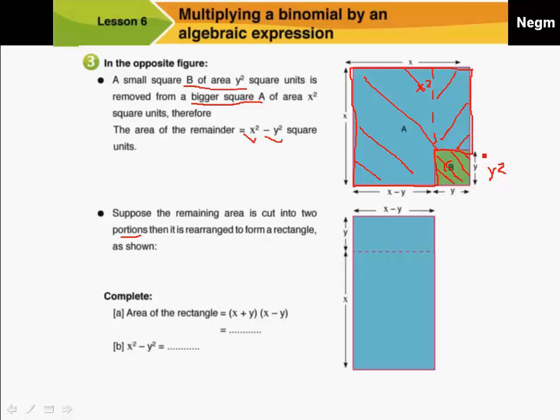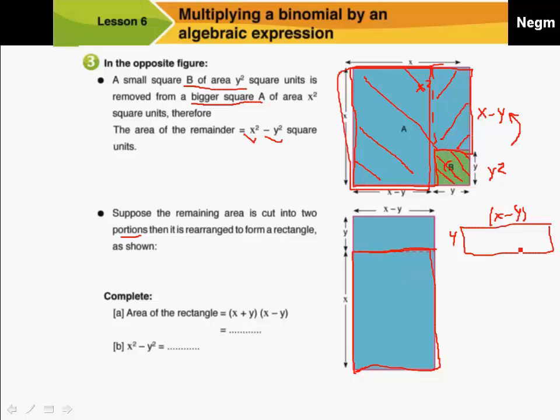What is this length? This length is x minus this length y. So this is x minus y. Imagine that we rotate this shape to become something like that. This is x minus y, and this height is y. And this is x, and this is x minus y. This rectangle is that one. And we rotate this one as here and put it on top of the other rectangle. So we will get the big one.